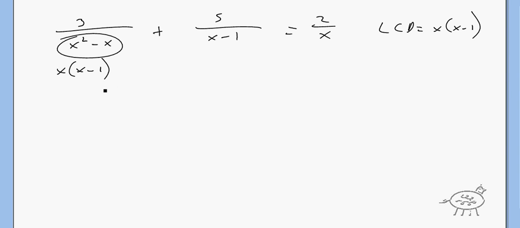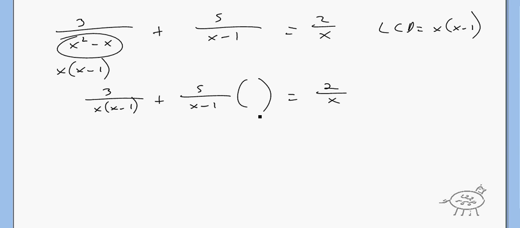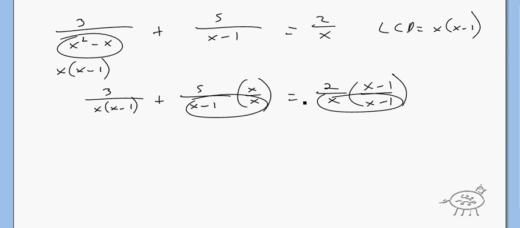So let me just rewrite this again. 3 over x times x minus 1 plus 5 over x minus 1 equals 2 over x. So what do I need to multiply the first one by? Nothing. It's got x times x minus 1. What do I need to multiply this one by? X over x. Because I need x times x minus 1. And what do I need to multiply that one by? X minus 1 over x minus 1. That gives me x times x minus 1.